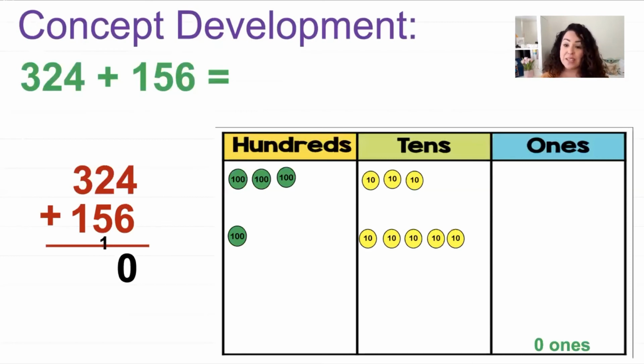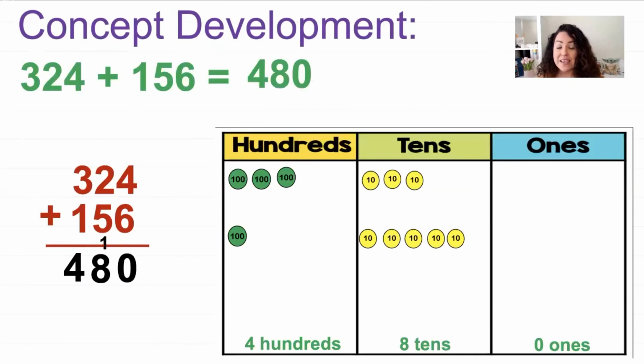So let's go ahead and look at our tens now. I had 2 tens plus 5 tens, but don't forget we added one more 10. So that is equal to 8 tens. I don't have 10, so I don't need to bundle. I just leave it just like that. And now let's look at our hundreds. I have 3 hundreds plus 1 more, and that's equal to 4 hundreds. So 324 plus 156 is equal to 480.